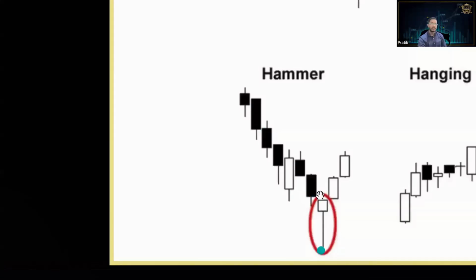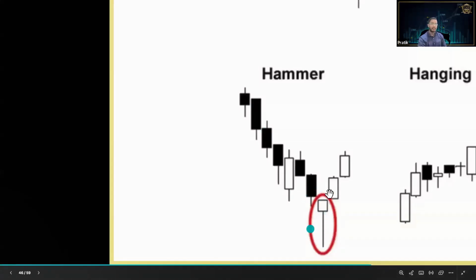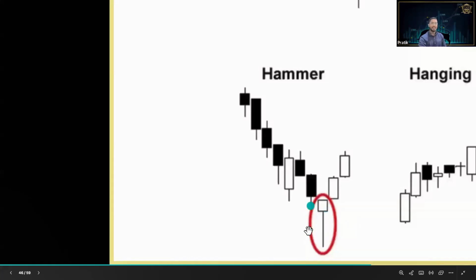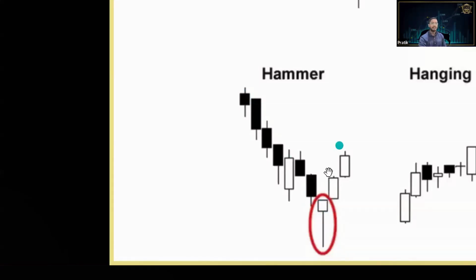Sellers have lost their strength. Buyers are fighting back now. For so many days they had not fought back, and suddenly they thought, okay, this is the time to fight back. Before this, it was continuously coming down, but here the buyers have fought back. So when you see a hammer while the stock is going down, it is a clear sign that the price can go up from here. Okay, so this is a hammer.